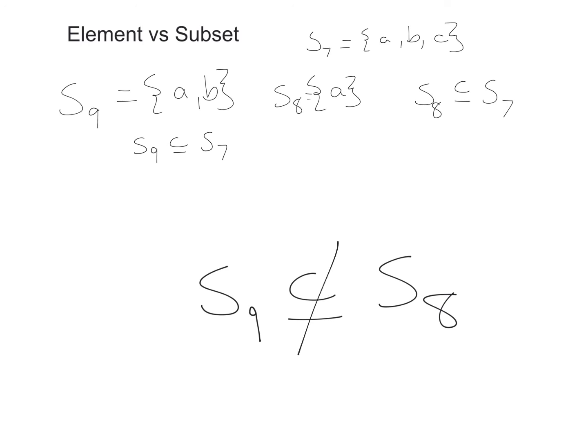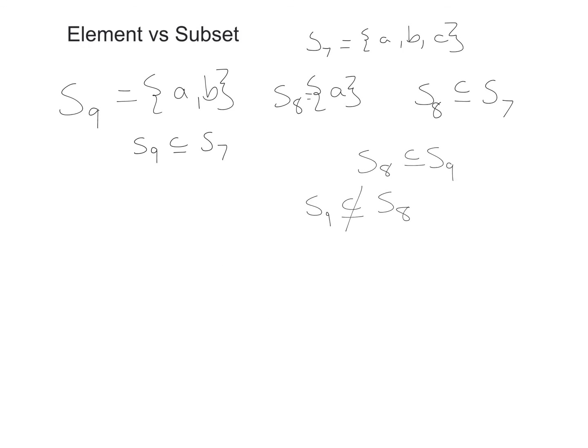In fact, S8 is a subset of S9, right? Because everything in S8 exists in S9, but not the other way around. Furthermore, if they were both subsets of each other, then they'd be the same set. Okay, so that's all about subset. And remember, one of the most important things about subset is you can only have a subset if the thing on the left of the subset symbol is a set and the thing on the right of the symbol is a set.